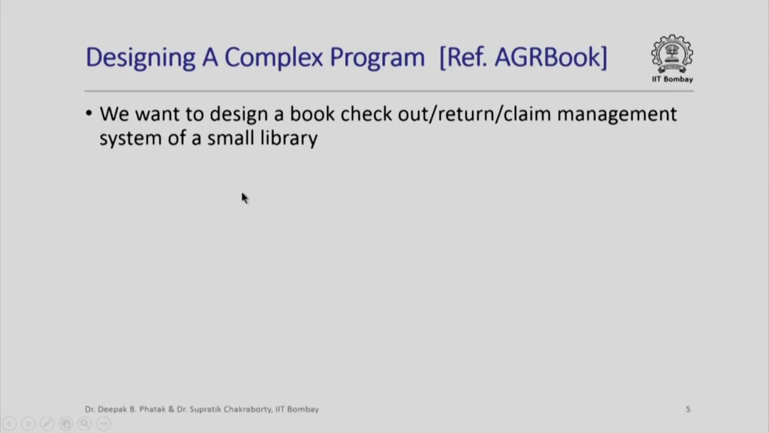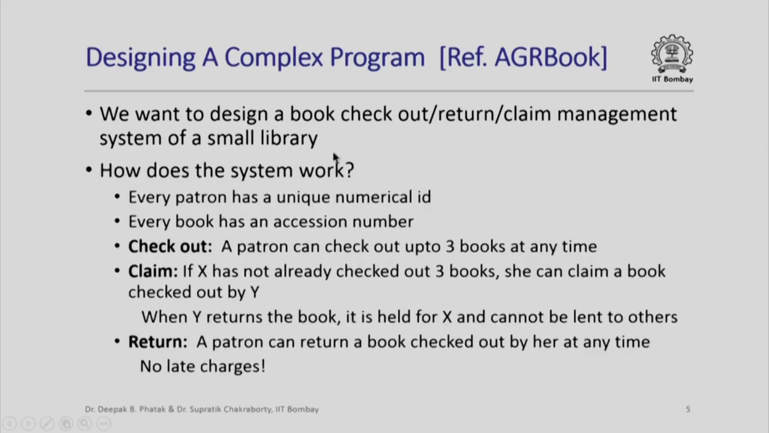Suppose we want to design a slightly complex program which is going to manage the checkout, return and claim of books by different patrons in a small library. So how does this system work? Every patron of the library is going to have a unique numerical ID. Every book in the library is going to have a unique accession number.